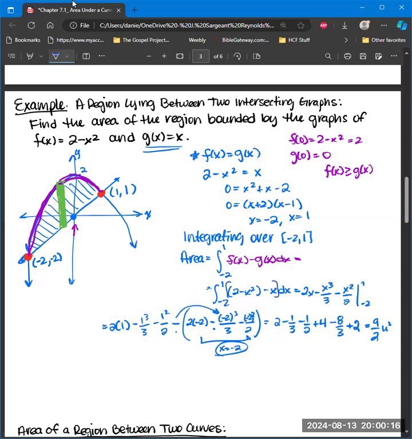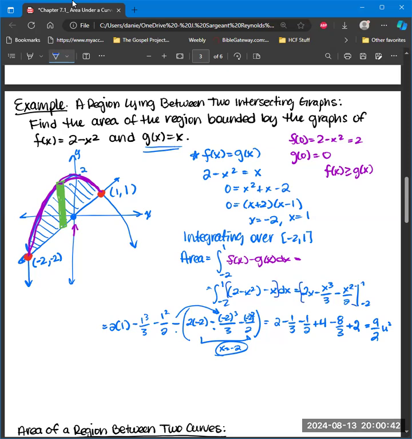And then we're going to just drop those parentheses. They don't do anything. And we're going to integrate piece by piece. So when we integrate 2 dx, we get 2x. When we integrate negative x squared dx, we get negative x cubed over 3. And when we integrate negative x dx, we get negative x squared over 2. Evaluate all of that from negative 2 to 1.